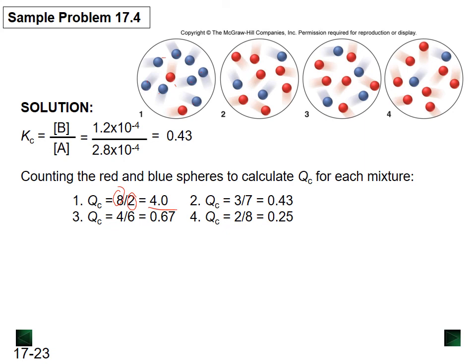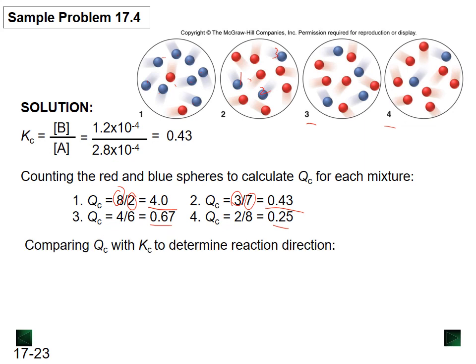In scene 2, the product blue has 3, 1, 2, 3. And the reactants have 7 red dots. So you have 3 divided by 7, and that gives 0.43. Similarly, you can calculate Qc for scene 3, which is 0.67, and for scene 4 it is 0.25. And now compare Q and K. We can predict the direction.